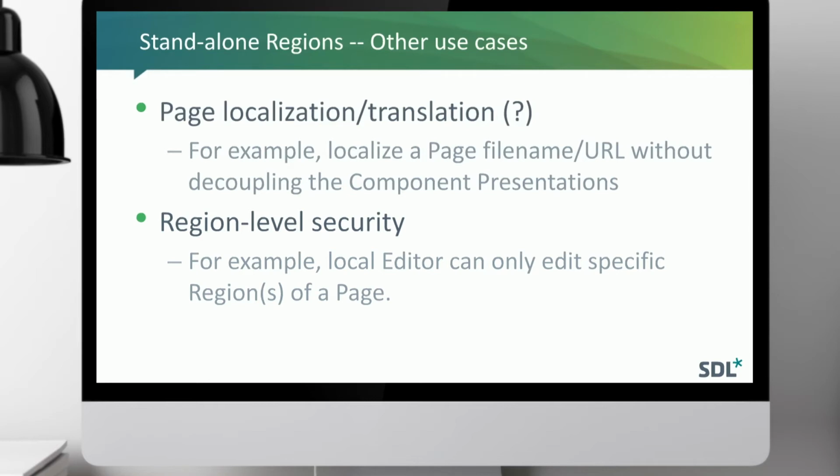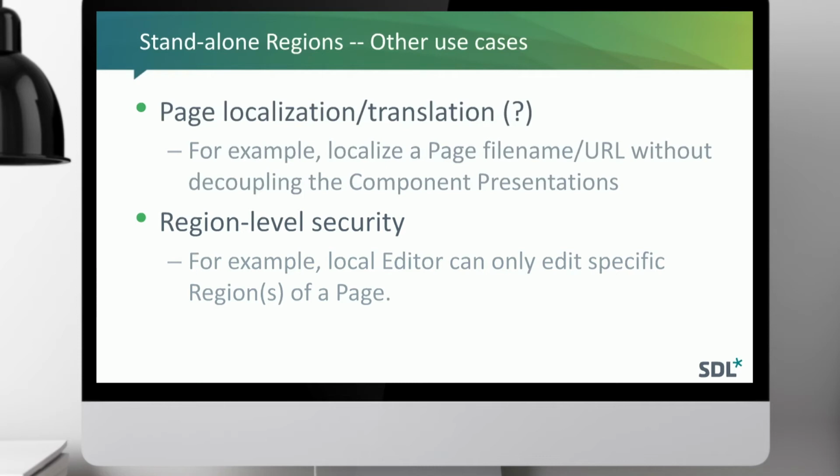And there are yet other use cases we are looking at to address with standalone regions. One of the things it could do is help with page localization or translation. For example, currently if you want to localize a page file name, to translate the page's URL, if you localize a page, you decouple the entire page, but also the set of component presentations. What you may want to do is translate the URL of the page, but not decouple the set of component presentations.